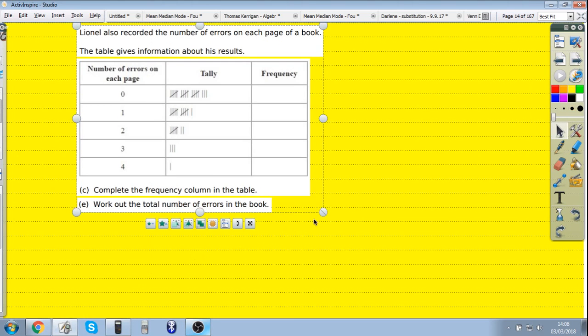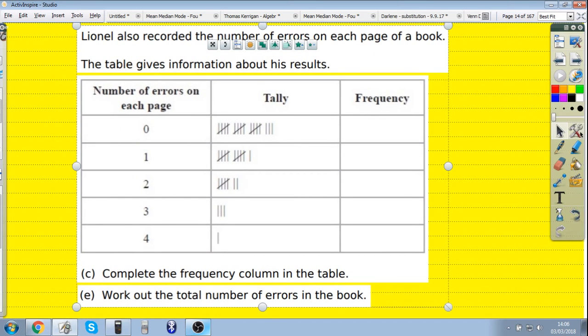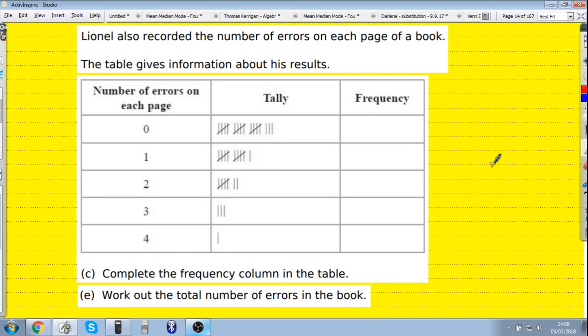How do we do this one? So do we just need to convert what's on the tally into the frequency bit? Yeah. So for the first one, it would be 18. Mm-hmm. Second one, 11. 7. 3, 1.